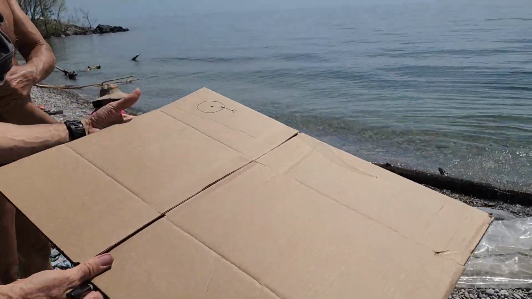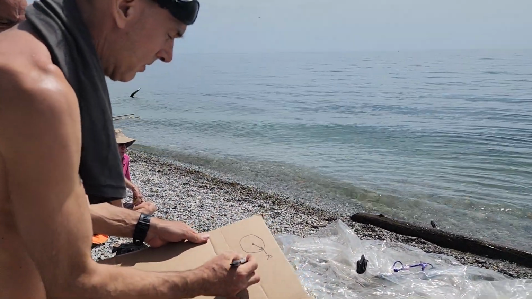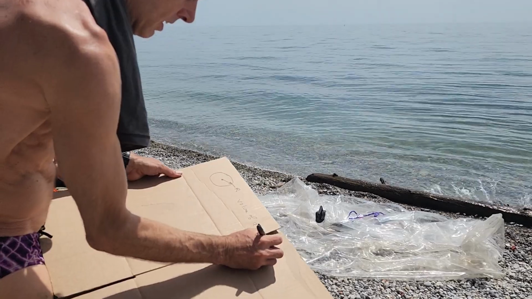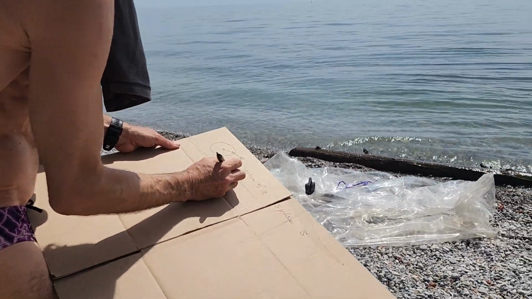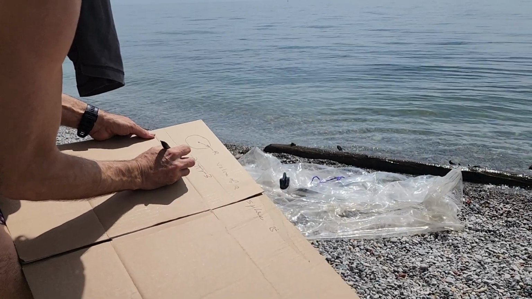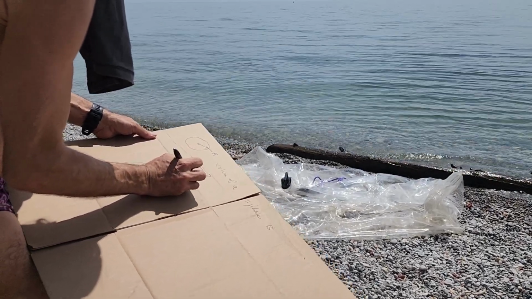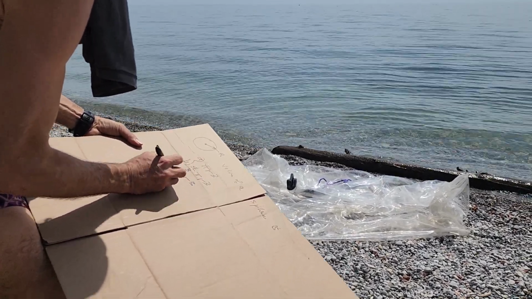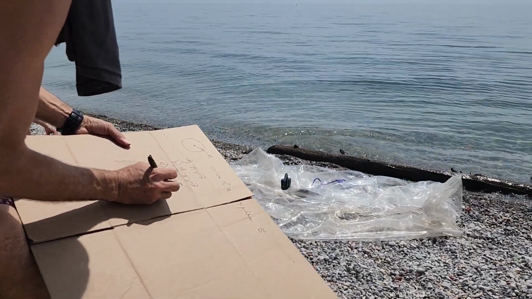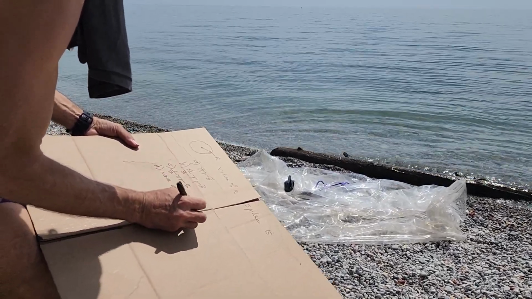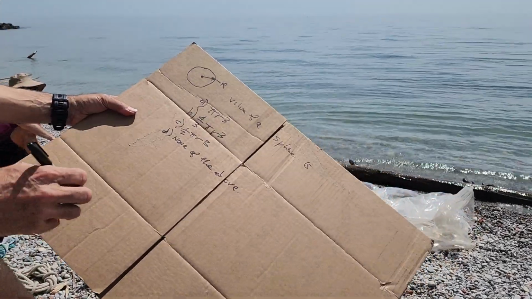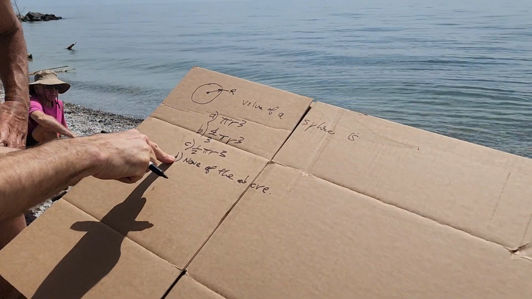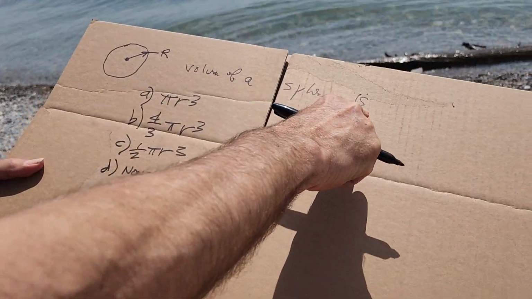It's a unit sphere. So if you have a sphere of radius r, the volume of a sphere is A, pi r cubed, B, 4/3 pi r cubed, C, 1/2 pi r cubed, D, none of the above. Think for a minute. The correct answer is D, none of the above. The volume of a sphere is 0 by definition.